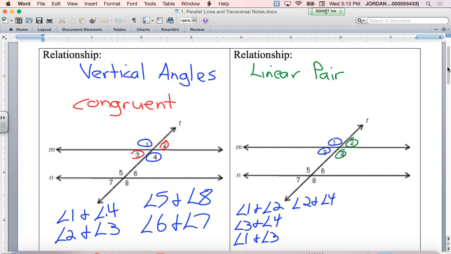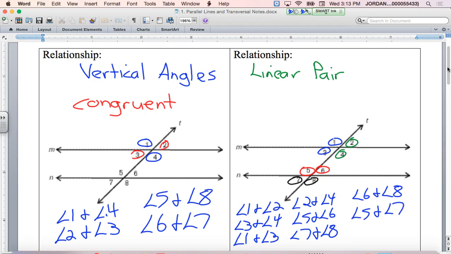Then at the bottom you have the same situation. Angle 5 and 6 are a linear pair, and angle 7 and angle 8 are a linear pair. So we've got to list those too, angle 5 and angle 6, angle 7 and angle 8. And then similar to the top, angle 6 and angle 8 are a linear pair, and angle 5 and angle 7 make a linear pair.